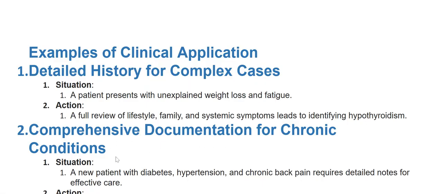Comprehensive documentation for chronic conditions. Situation here: a new patient with diabetes, hypertension, and chronic back pain requires detailed notes for effective care. Action: the scribe compiles medications, lifestyle factors, and recent lab results into an organized EHR, electronic health record, entry.